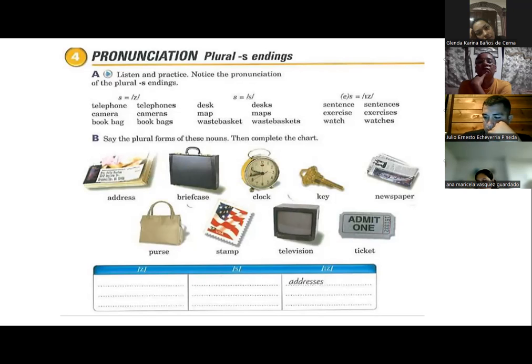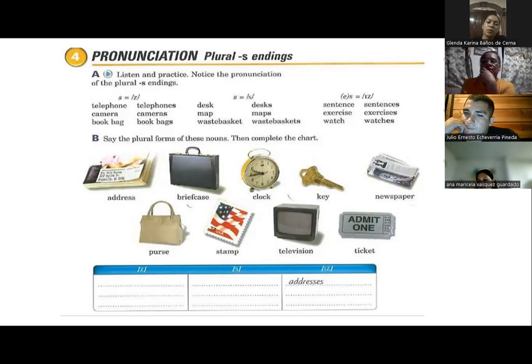Because when you say, "Where are my keys?" you are asking about the object with which you open the doors. And when you say, give me kisses, you're asking for the kisses, right? Very good. What is the plural form of newspaper?